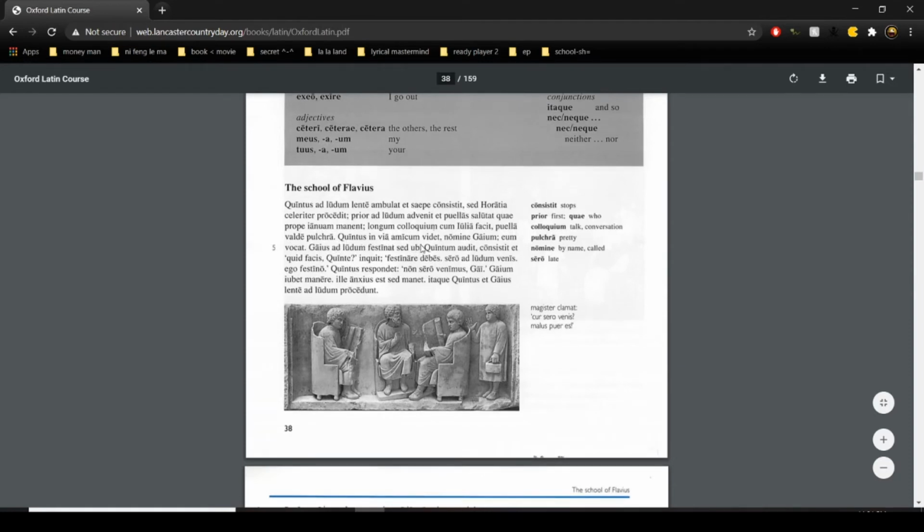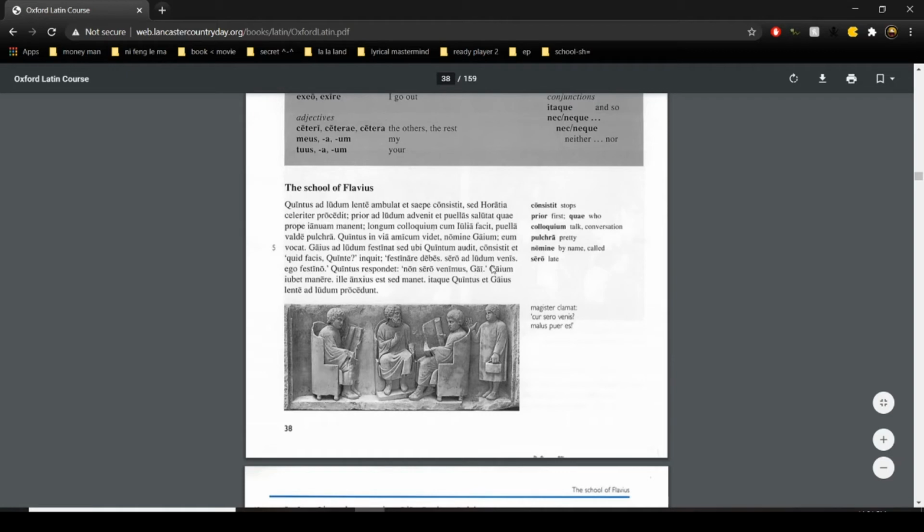Quintus in via amicum videt nomine Gaium. So Quintus sees a friend in the road. His name is Gaius. Again, you translate names in the nominative case, even though they're presented as others. Eum vocat, he calls him. Gaius ad ludum festinat, sed ubi quintum audit, consistit et quid facis quinte inquit. So Gaius hurries to school, but when he hears Quintus, he stops and says, "What are you doing, Quintus?"